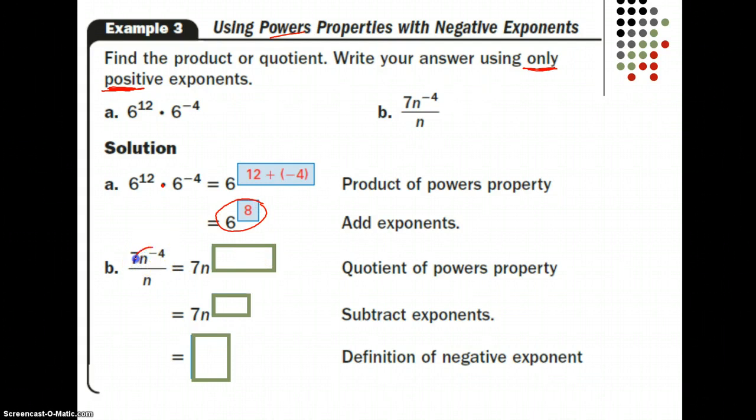For b, here are the n's that have the same base. There's this 1 here. So you have 7, because 7 doesn't change from the numerator, n to the negative 4th minus 1. You should add the opposite. Negative 4 plus negative 1 is negative 5. This is a negative exponent, so we need to change that by bringing it down to the denominator. Keep the 7 in the numerator. 7 over n to the 5th power.